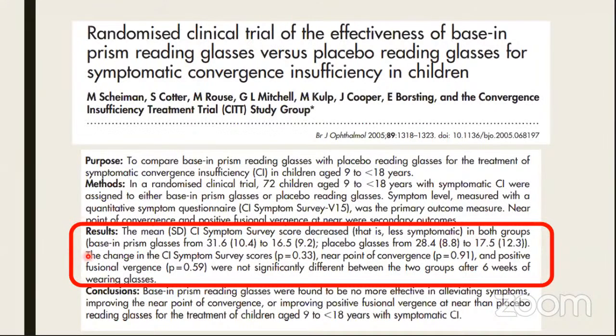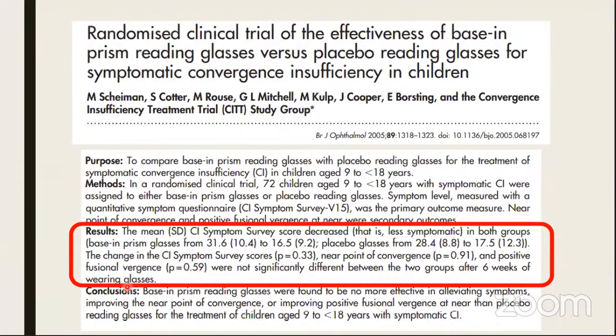The result was that the mean Convergence Insufficiency Symptom Survey score decreased in both groups. In the base-in prism glasses group, it went from 31.6 to 16.5, and in the placebo glasses group from 28.4 to 17.5. So the symptoms decreased in both groups, and the change in the CISS, NPC, and positive fusional vergences were not significantly different between the two groups after 6 weeks of wearing glasses.